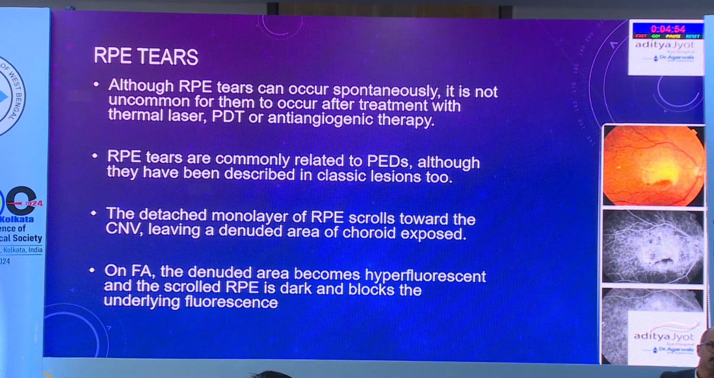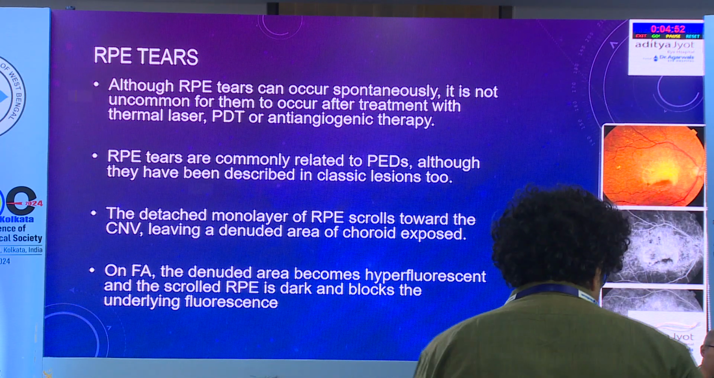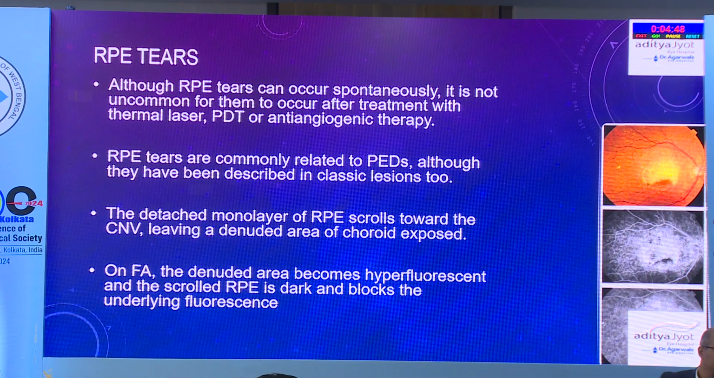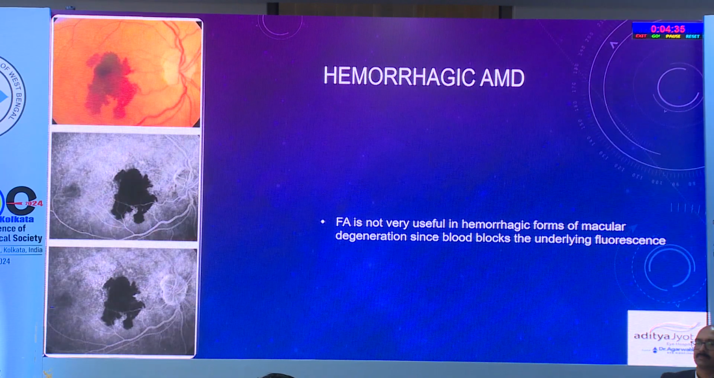RPE tears are commonly related to PEDs, although they have been described in classic lesions too. The detached monolayer of RPE scrolls toward the CNV, leaving a denuded area of choroid exposed. On fluorescein angiography, the denuded area becomes hyperfluorescent and the scrolled RPE is dark and blocks the underlying fluorescence.